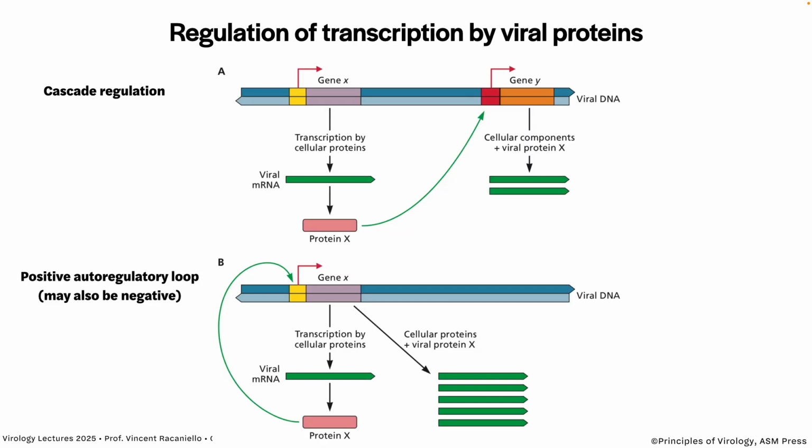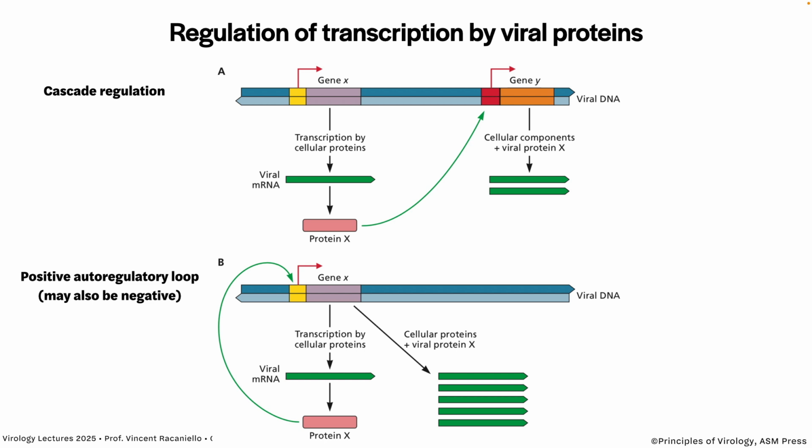So there are some general strategies of transcriptional regulation that we're going to talk about, and they're shown here. They're called cascade regulation and positive autoregulatory loops. So these are examples of how viral proteins can regulate transcription. So a virus gets into a cell, it's using mainly the cellular transcription machinery, but it can make proteins that modulate it. And these are ways that it does that. So at the top, we have cascade regulation. We have a viral genome coming in the cell, and we've got two genes here, X and Y, each with their own promoter.